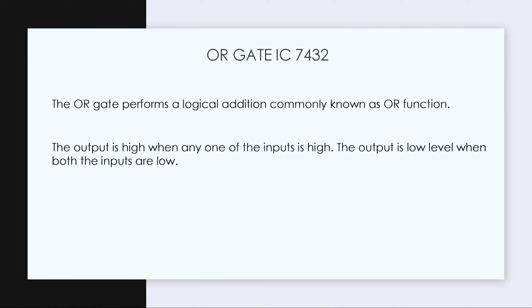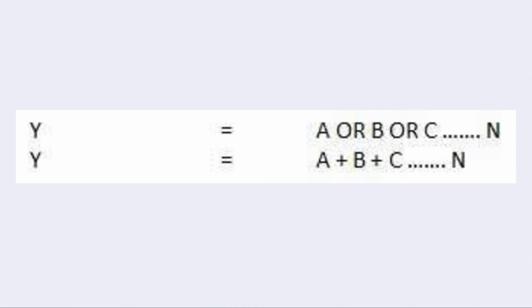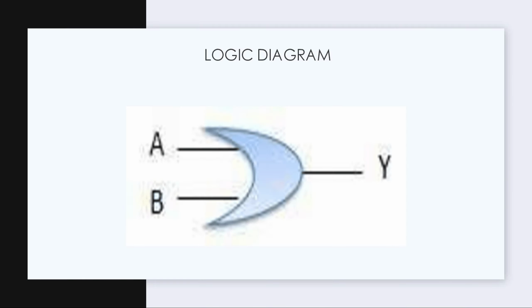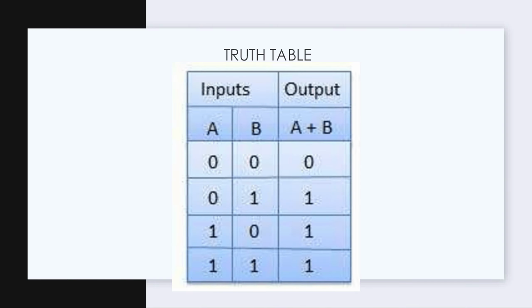The next one is OR gate. The OR gate performs a logical addition commonly known as OR function. The output is high when any one of the inputs is high. The output is low when both the inputs are low. This is the equation for OR gate, and this is the circuit diagram for OR gate. And this is the truth table.